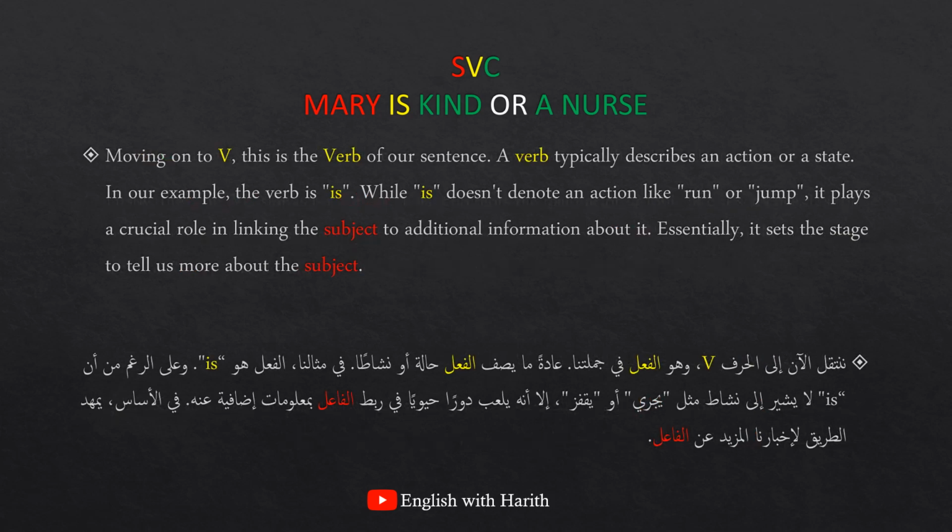Moving on to V, this is the verb of our sentence. A verb typically describes an action or a state. In our example, the verb is "is," which doesn't denote an action like run or jump. It plays a crucial role in linking the subject to additional information about it. Essentially, it sets the stage to tell us more about the subject.